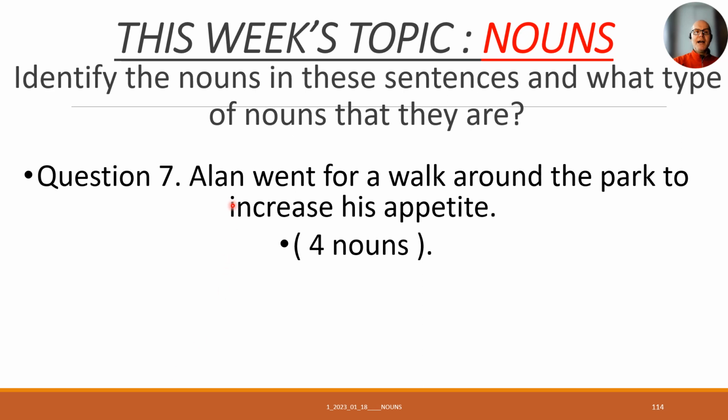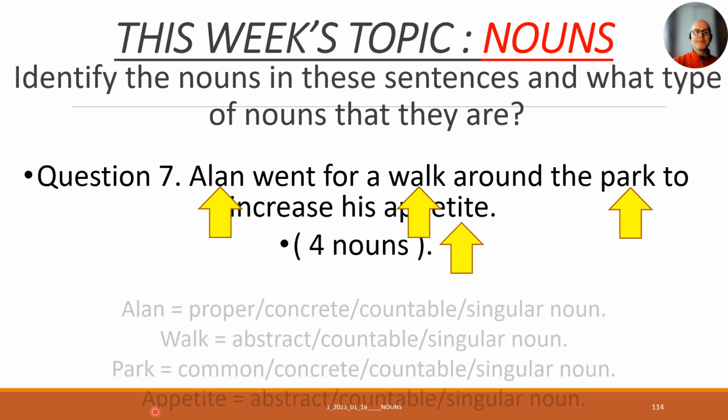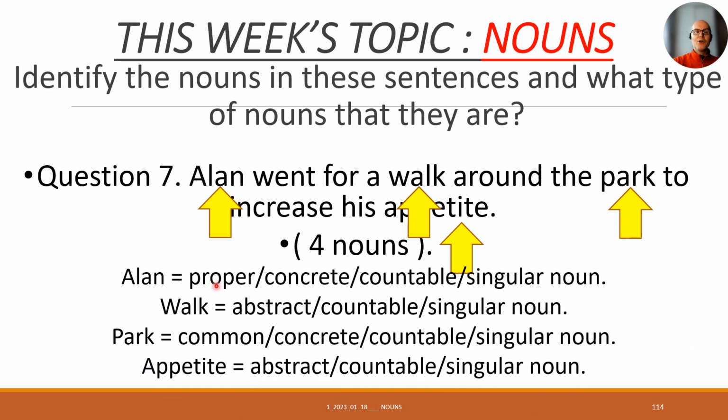Question 7. Alan went for a walk around the park to increase his appetite. The four nouns in that sentence are Alan, walk, park, and appetite. Alan, proper, concrete, countable, singular. Walk, abstract, countable, singular. Park, common, concrete, countable, singular. Appetite, abstract, countable, singular.